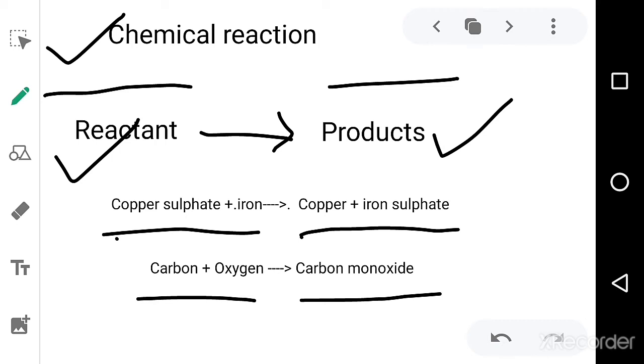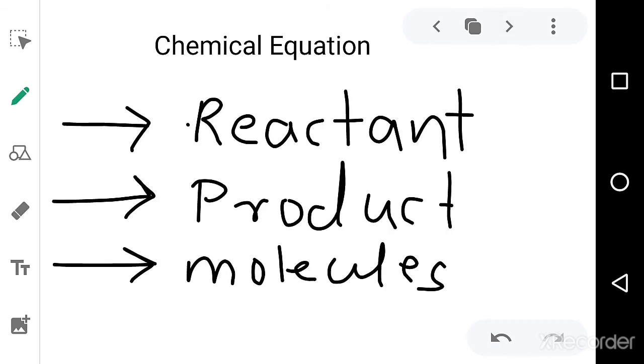Now we will go for chemical equation. So what is a chemical equation? A chemical equation is a representation of a chemical reaction using chemical symbols and formulae, meaning all the things which we have learned till now. We have to use all those things, symbols, formulae and the valencies, meaning the numbers in the subscript.